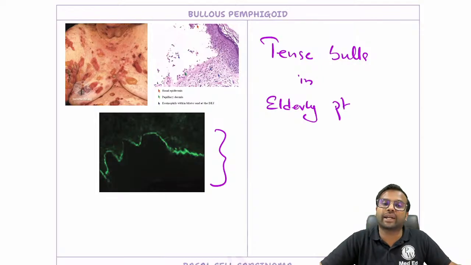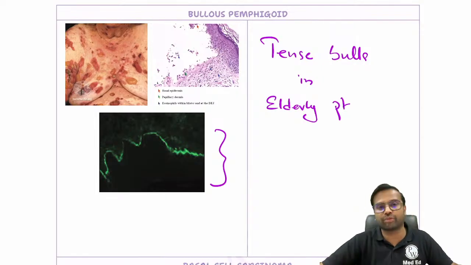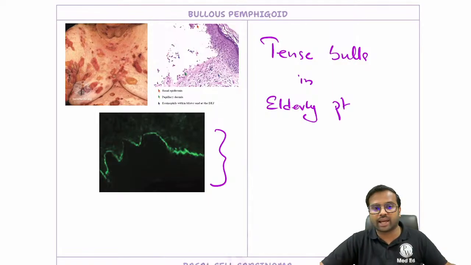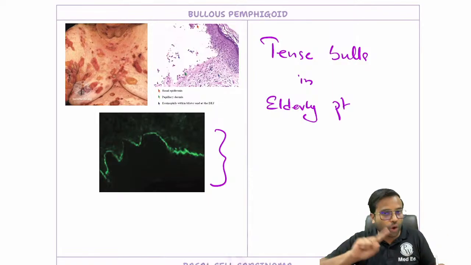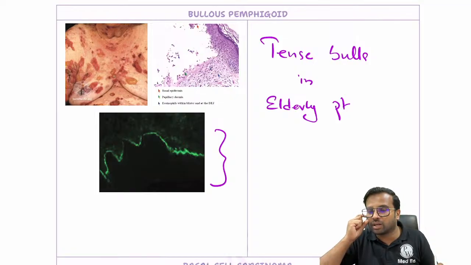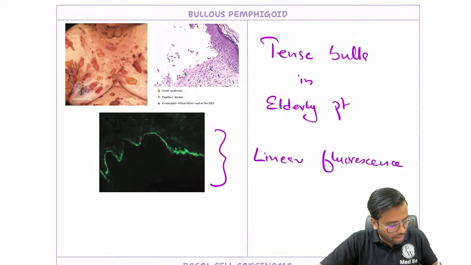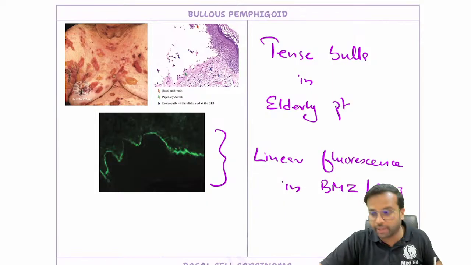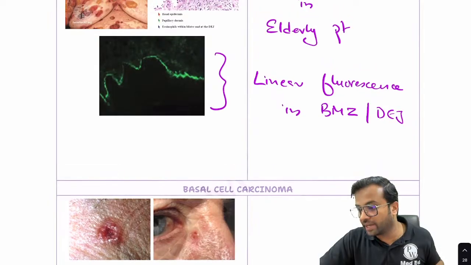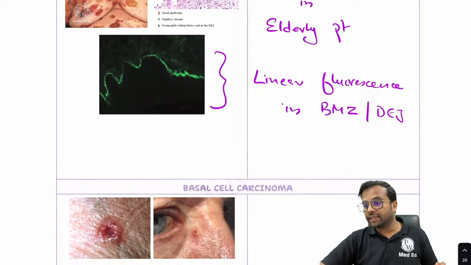What is the name of this direct immunofluorescence finding when it comes to bullous pemphigoid? Because in bullous pemphigoid, you can see that the patient will have not a chicken wire pattern or a fishnet pattern. Here you can see a linear fluorescence in the basement membrane zone or dermoepidermal junction. Okay, linear fluorescence can be seen in the basement membrane zone or dermoepidermal junction.